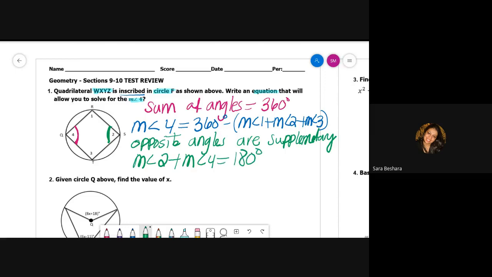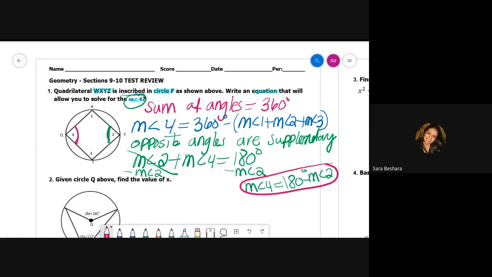And that's really what I'm looking for, but I'm solving for 4. So if I subtract the measure of 2 from both sides, I would get the measure of 4 equal to 180 minus the measure of 2. And this would be the ideal answer to that question because this quadrilateral is really inscribed in the circle. Okay?